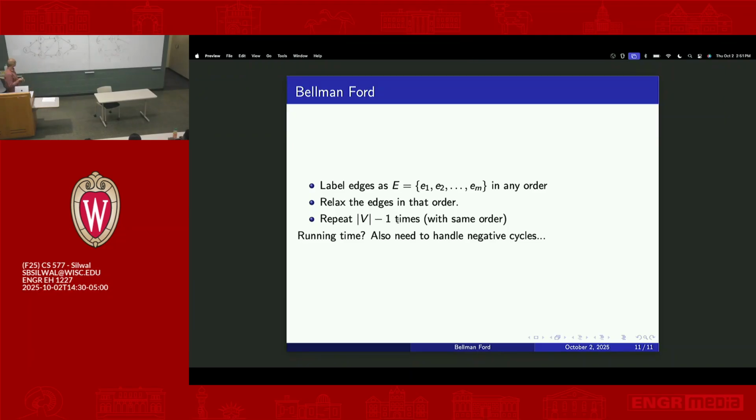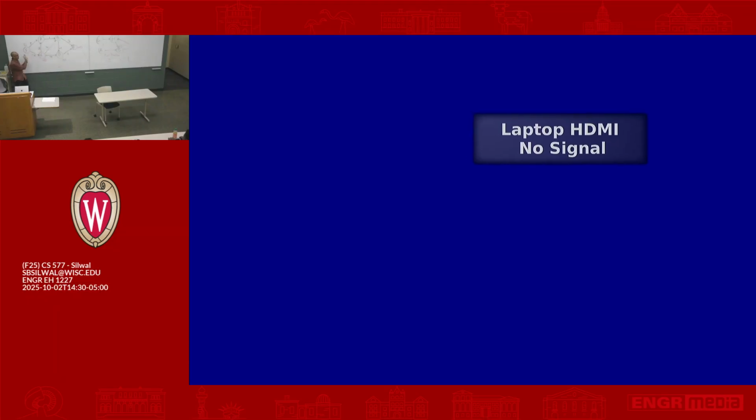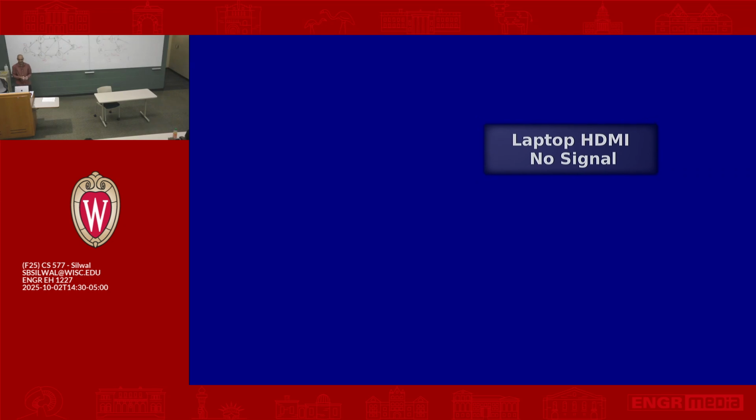Initially, the distance to the source is 0. Let me see if I can use a red marker. So the distance to the source is 0, and initially everything else is infinity, okay? You kind of see how the 0 is going to propagate throughout the graph. Initially, I know the distance to myself is 0, and somehow I'm going to propagate it throughout the graph. That's what this algorithm is doing.